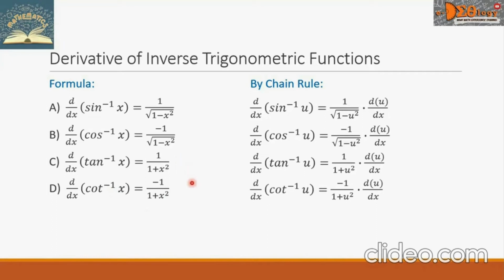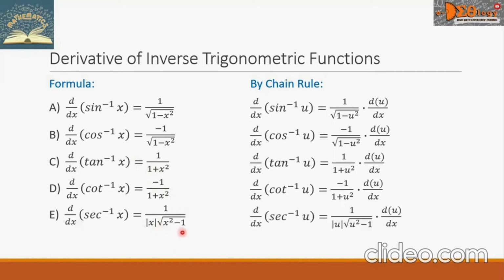Take note also that there is a similarity between the formula of derivatives for tangent inverse and cotangent inverse. The difference is the negative sign for the cotangent inverse. Next is the derivative for secant inverse x. This is equal to 1 all over the absolute value of x times the square root of the quantity x squared minus 1. By chain rule, the formula becomes like this.